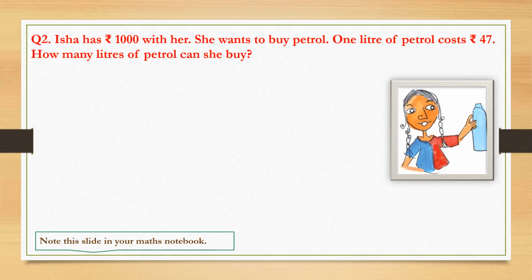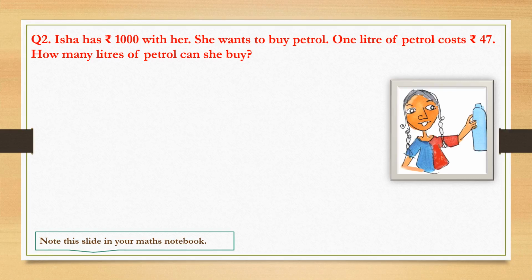So for understanding this word problem, you have to give the answer of this question which I am going to ask you. Okay, so if you have rupees 100 with you and you want to buy potatoes, and the cost of 1 kilogram of potatoes is rupees 20, so how much potatoes can you buy?